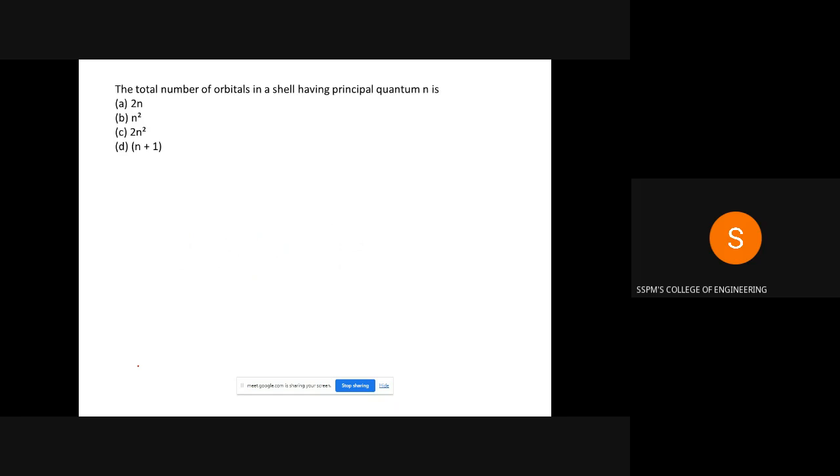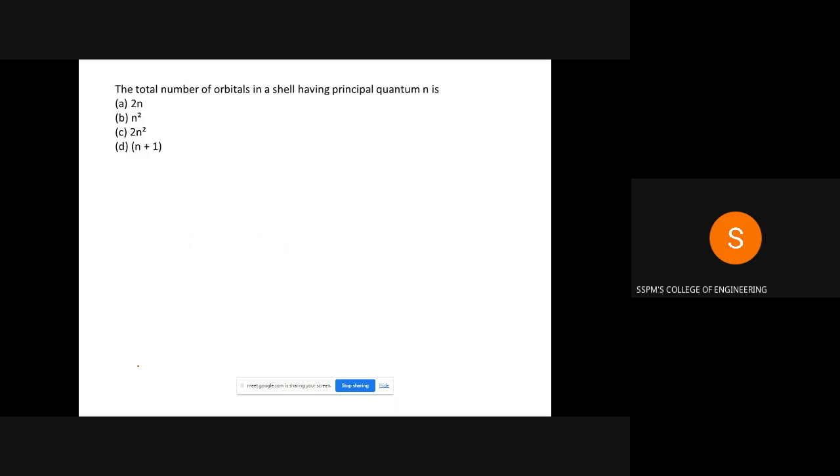Then the total number of orbitals in the shell having the principal quantum number n, that is equal to the number of orbitals. Total number of orbitals in a shell having the principal quantum number n.